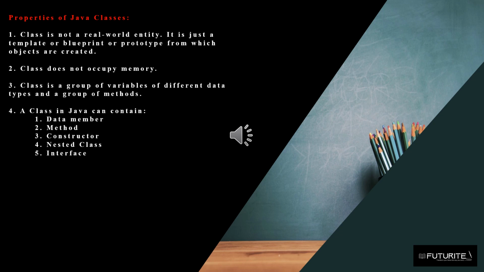Now, a class does not occupy memory. Whenever you define a class, it doesn't occupy any kind of memory. A class is a group of variables of different data types and a group of methods. Now I'm talking about the computer science terminology. A class is a group of variables, that is, many variables are defined within a class, and a group of methods. Methods means functions. In Java they are known as methods. So many functions are defined within a class. So a class altogether is a pack of variables and methods.